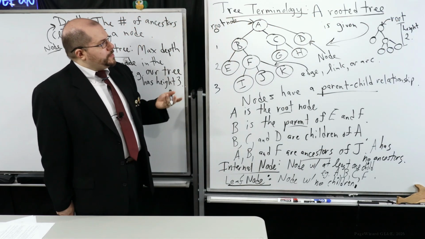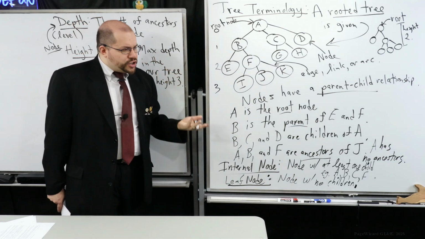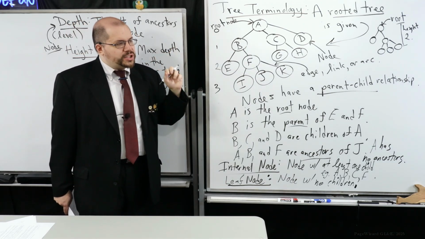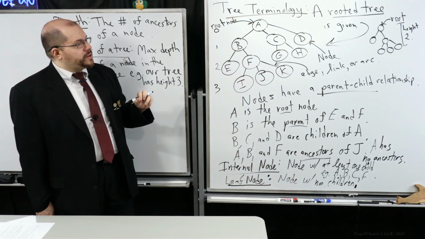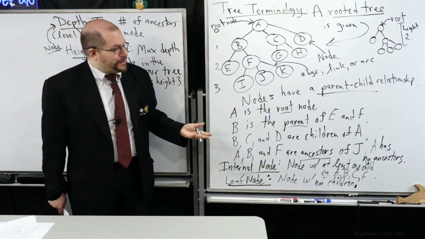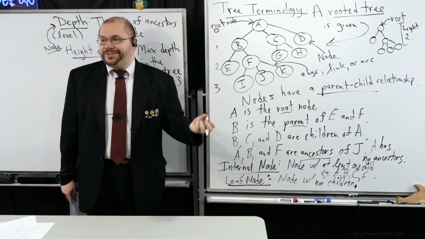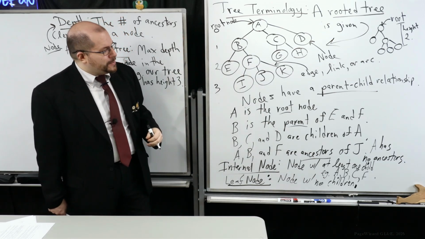How about the height of a tree with just one node, just the root node? What would be the height of that tree? Remember, the tree only has one node. Well, it has no ancestor, so the height is 0. It's 0, right?